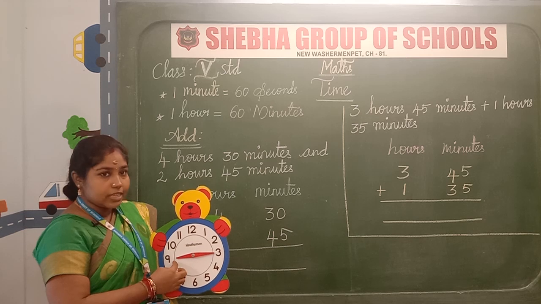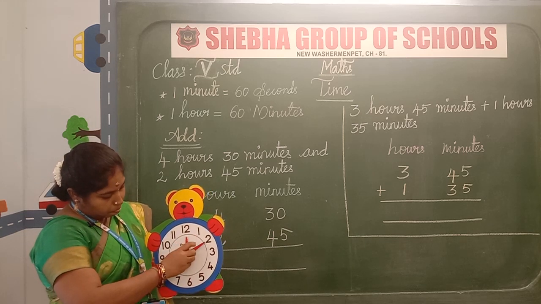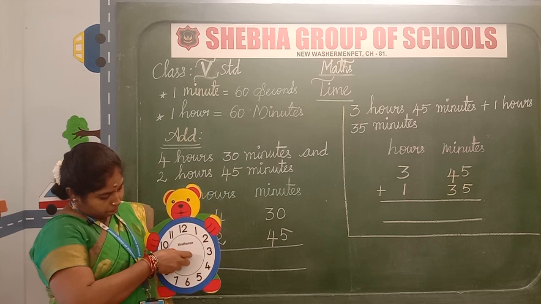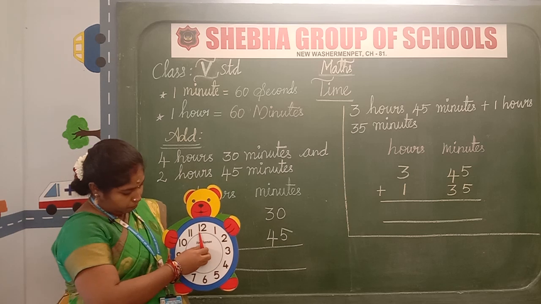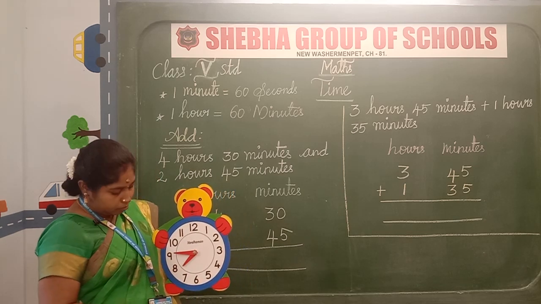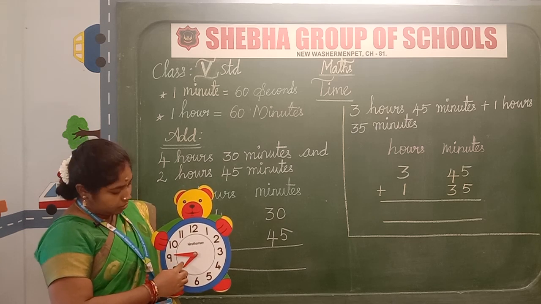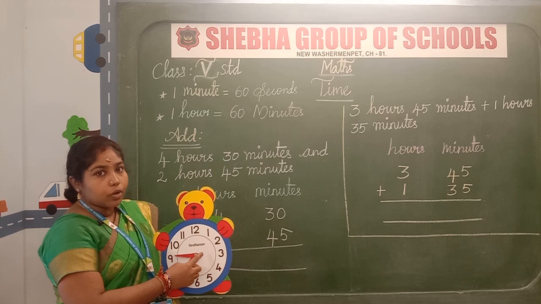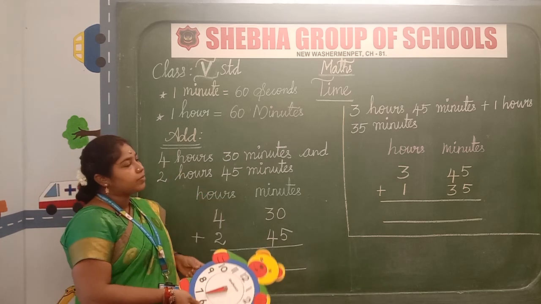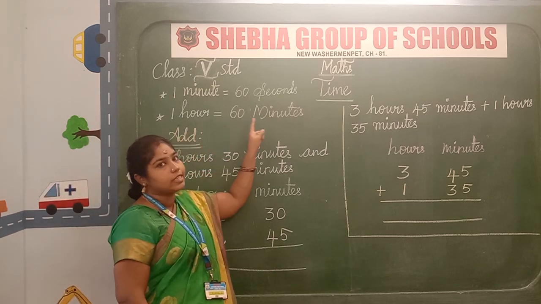Right, 9:15. How will you say this time, children? Yes, tell me. 8:45. Yes. So 1 minute is equal to 60 seconds and 1 hour is equal to 60 minutes.